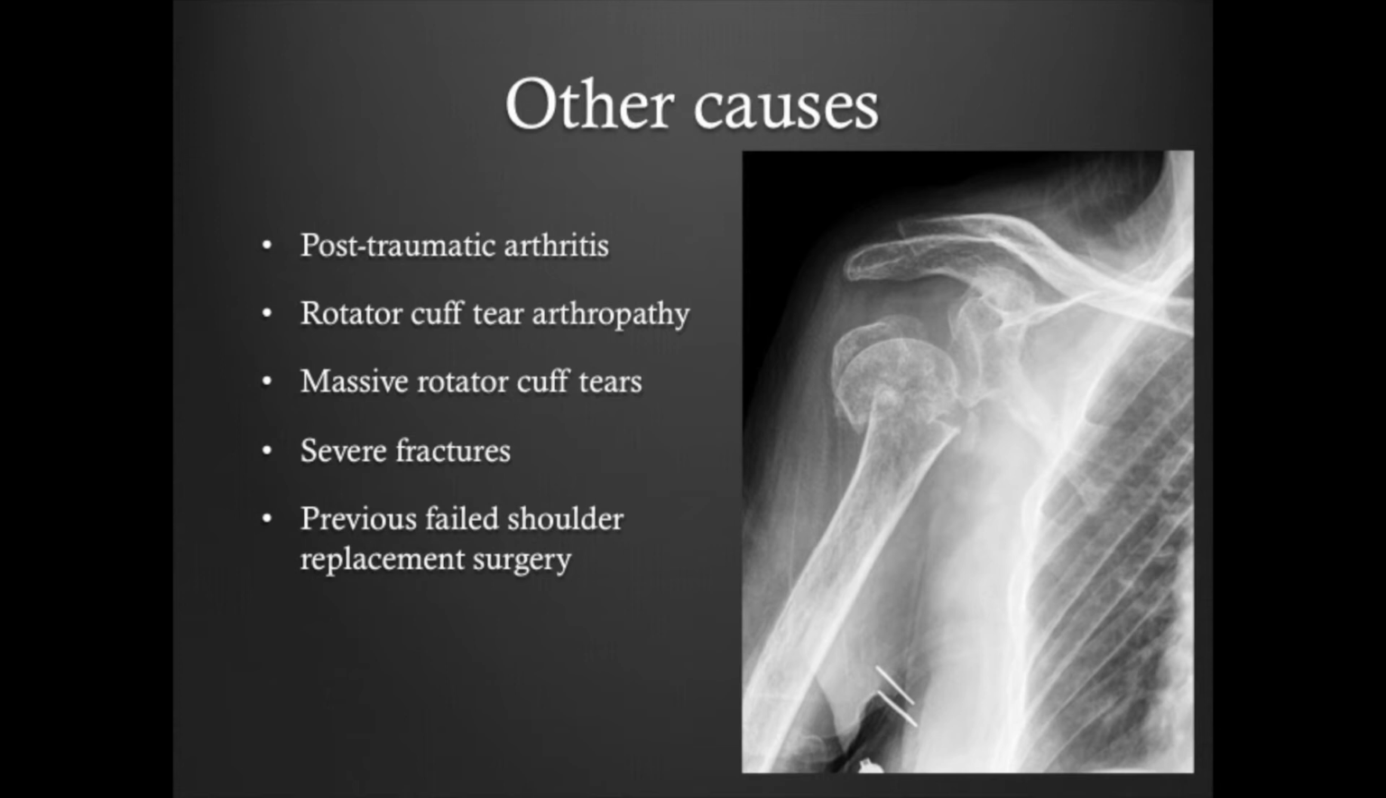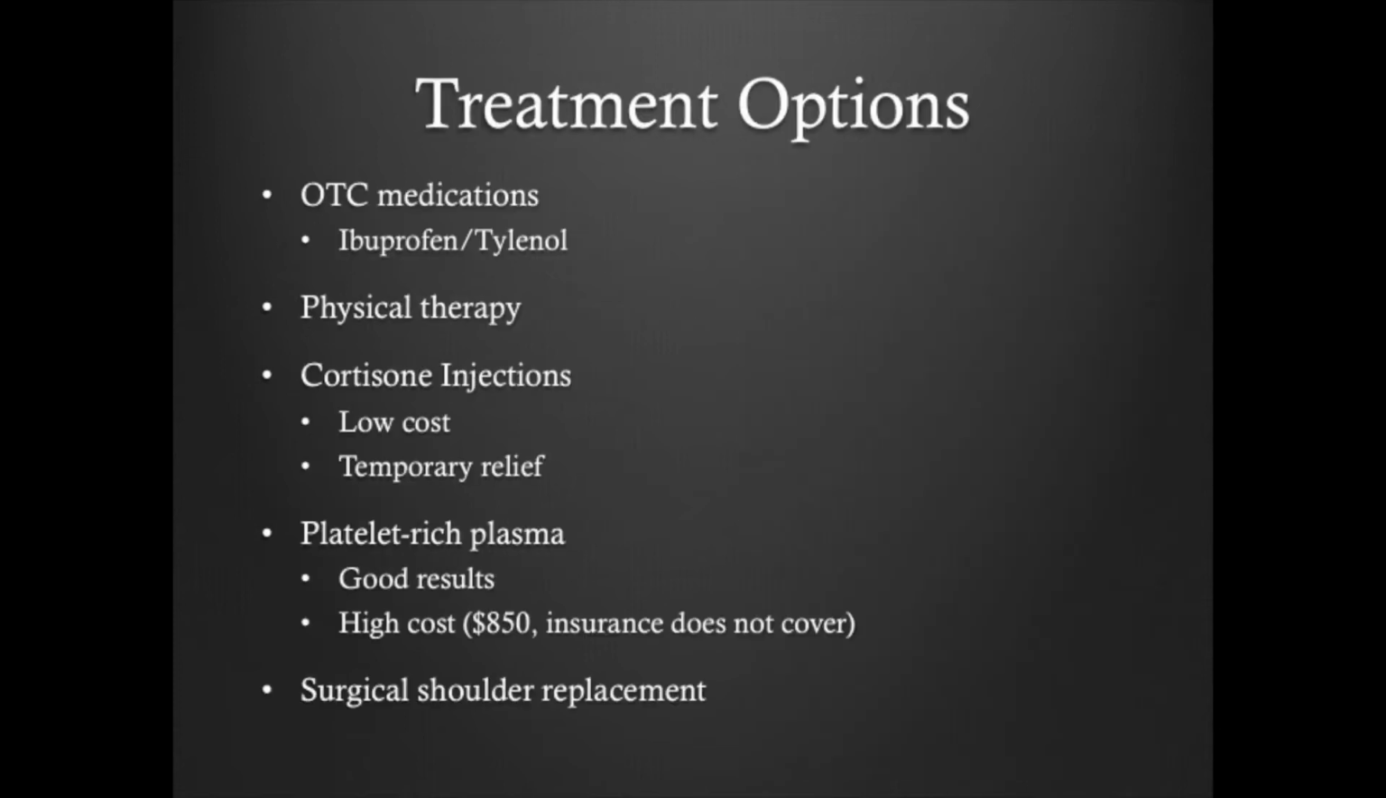Another common cause of shoulder replacement, as seen in this x-ray, are severe fractures. When a fracture cannot be appropriately fixed, the best option is a reverse total shoulder arthroplasty. When I see a patient with shoulder arthritis, I always start with conservative care.